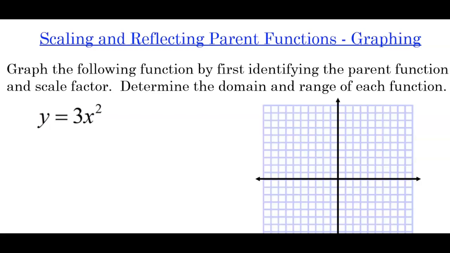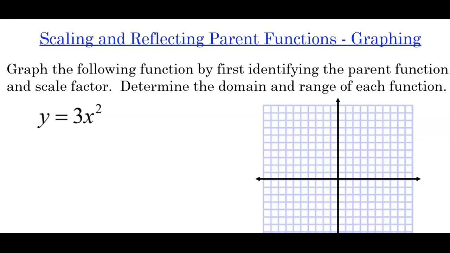Okay, so start by identifying the parent function. That will help us know what the graph is supposed to look like and also create a table of values to start with. Then we're going to identify our scale factor. This is going to help us take the table of values for the parent function and create the table of values for the graph we're trying to get. And then, to wrap it up, tying in that idea of domain and range.